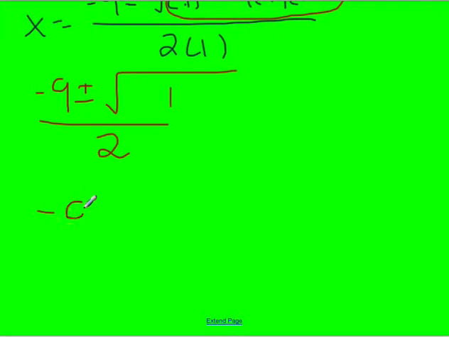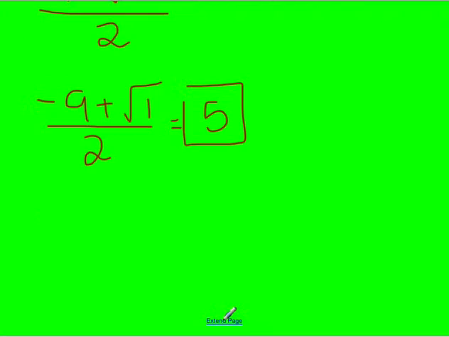So the first thing we're going to do is negative 9 plus the square root of 1. So in our calculator, we're going to do negative 9 plus the square root of 1, and then you want to hit enter to see what answer is left. When you hit enter, you're going to take that and divide it by 2, and you end up getting 5. I really strongly suggest that you have your calculator out and that you're trying to do this at the same time with me to make sure you're getting the right answer.